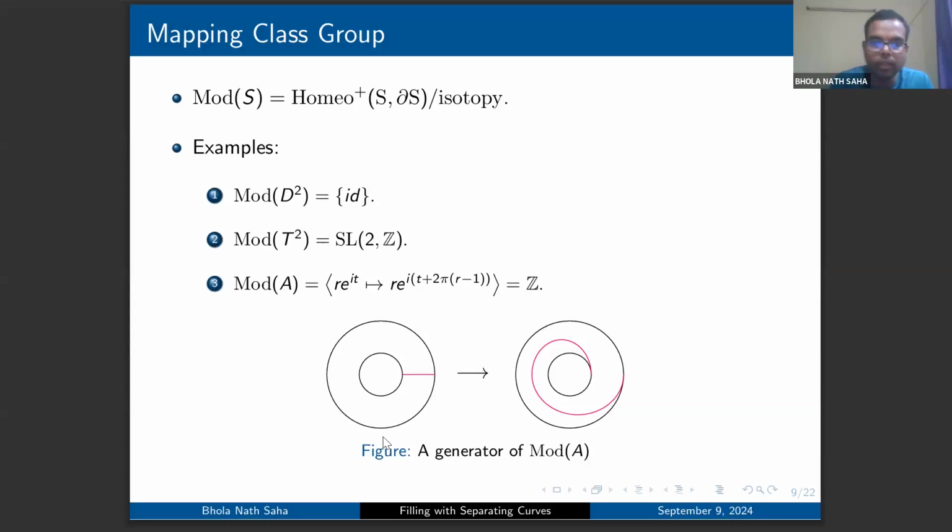Now we define the mapping class group. The mapping class group is the collection of all orientation preserving self-homeomorphisms of a surface modulo isotopy. Note that if the surface has non-empty boundary, then these homeomorphisms fix the boundary pointwise. There are some examples of mapping class groups. The mapping class group of the sphere is the identity, of the torus is SL(2,Z), and the mapping class group of the annulus is Z.